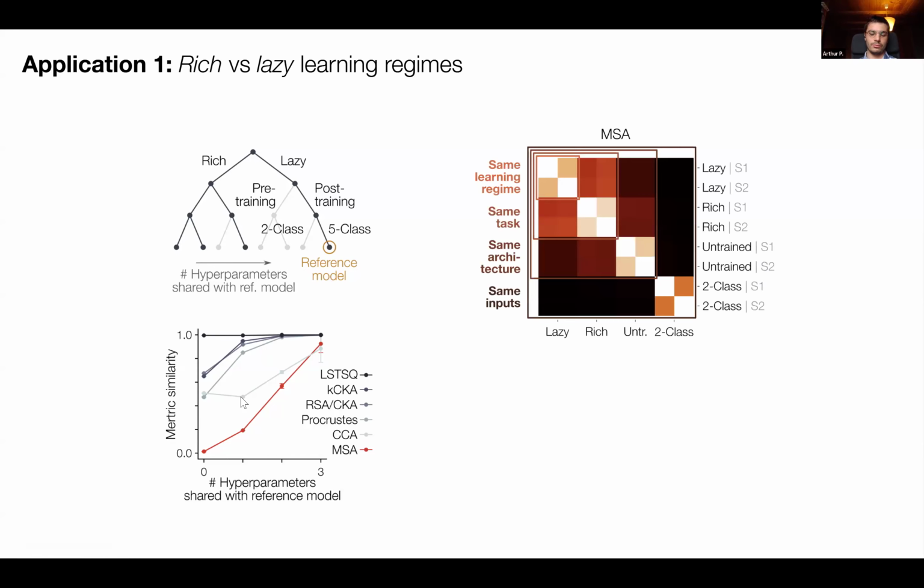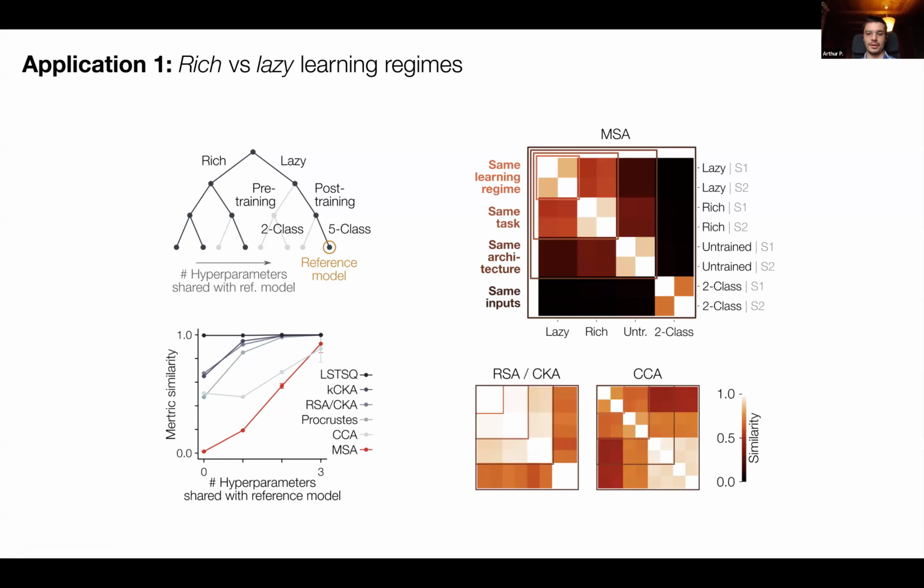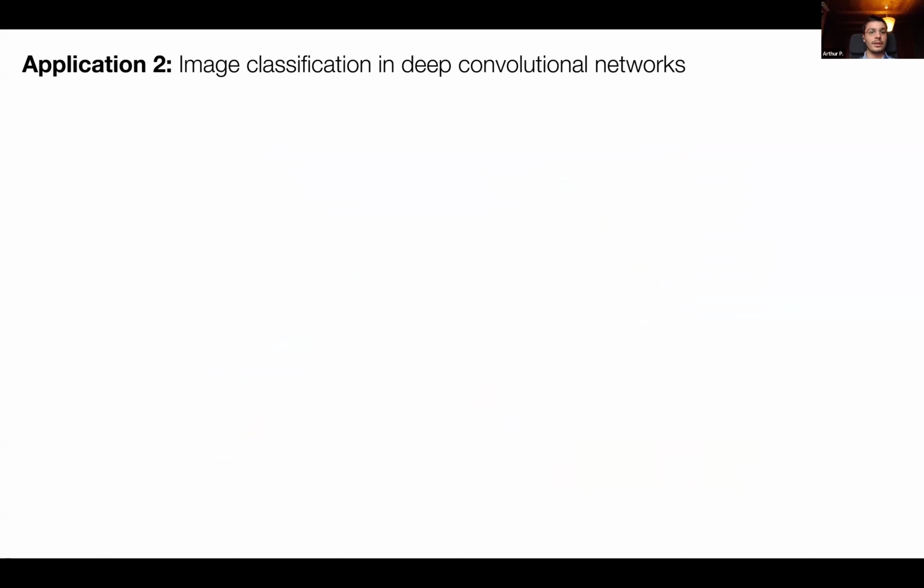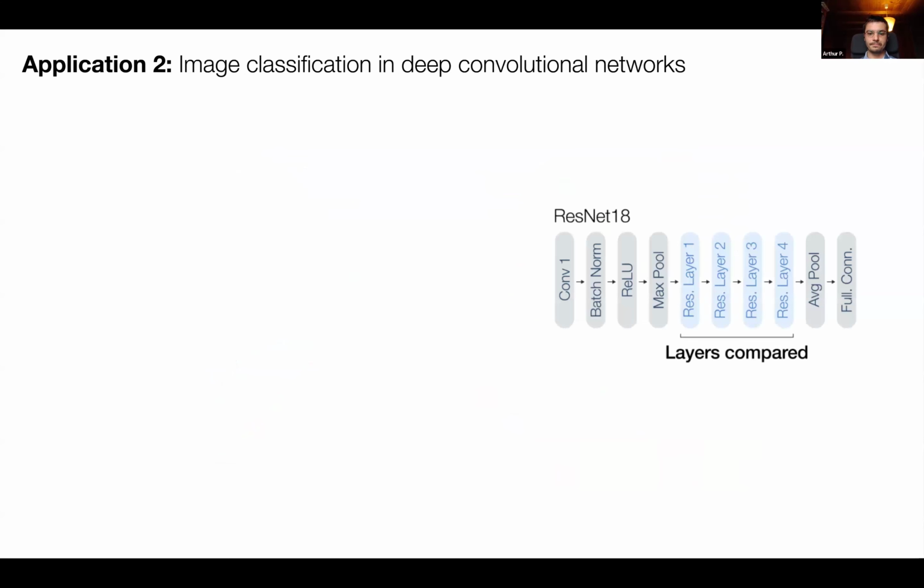And just to show this result in a different way, here I've shown the similarity between any pair of networks as a matrix. We can really see the structure where the fewer hyperparameters these networks share, the more dissimilar they are under the MSA similarity. But if we look at other similarity metrics, it's not so much the case. RSA can't really tell apart those networks, and CCA doesn't seem to have the right structure, this correlation with the number of shared hyperparameters.